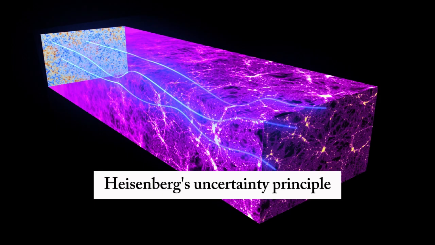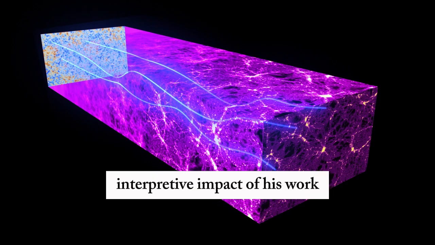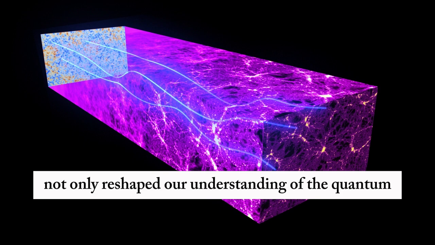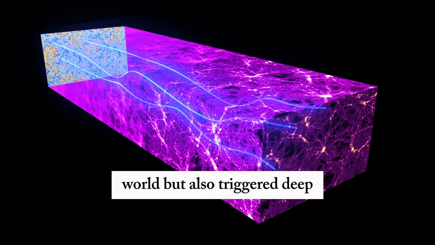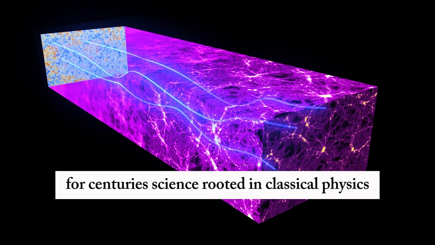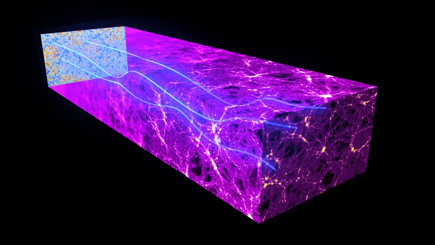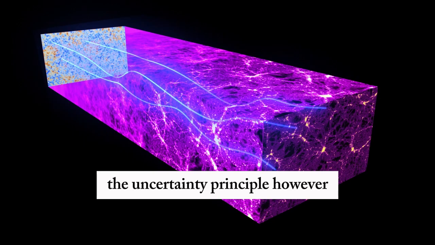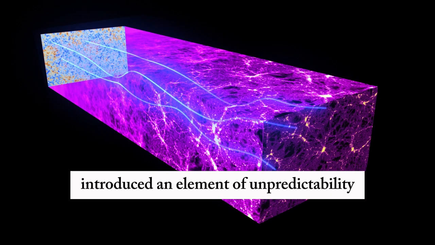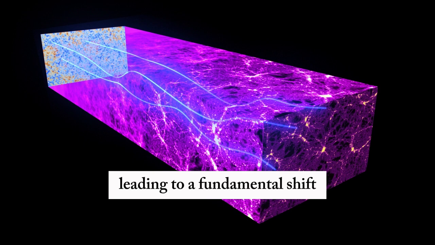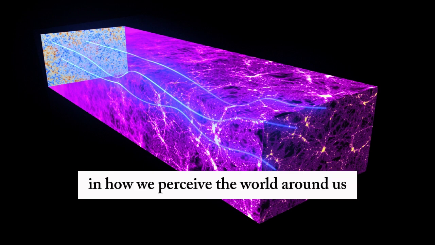Heisenberg's uncertainty principle focuses on the philosophical and interpretive impact of his work. Heisenberg's uncertainty principle not only reshaped our understanding of the quantum world, but also triggered deep philosophical questions about the nature of reality, knowledge, and observation. For centuries, science, rooted in classical physics, adhered to the belief in an objective, deterministic universe, where the laws of nature governed all phenomena with precision. The uncertainty principle, however, introduced an element of unpredictability at the fundamental level of nature itself, leading to a fundamental shift in how we perceive the world around us.